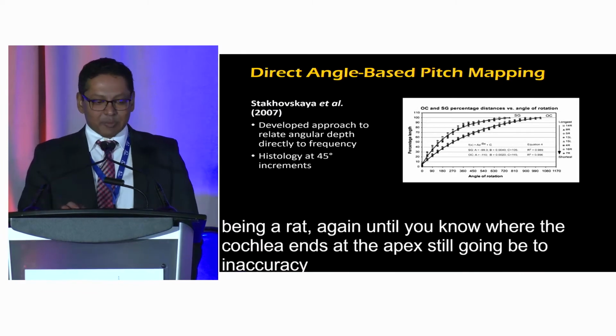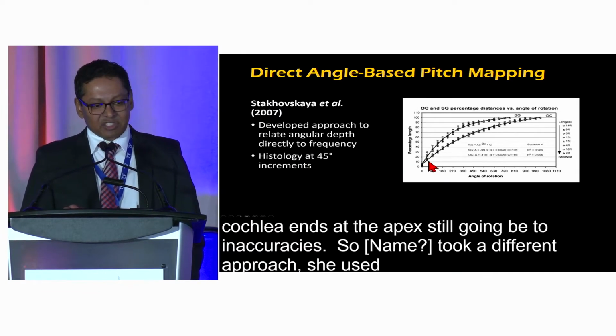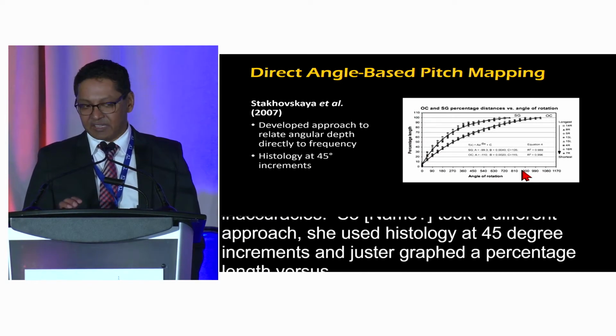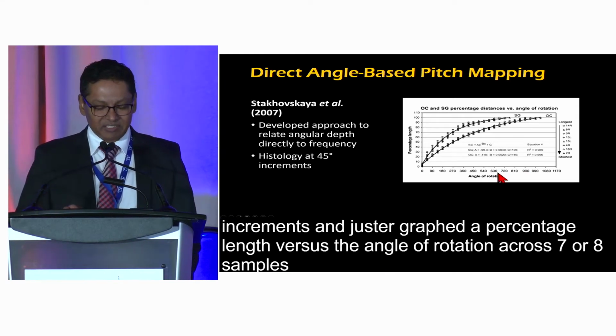So Stakhovskaya took a different approach. She used histology at 45-degree increments, and just graphed the percentage length versus the angle of rotation across 7 or 8 samples. We thought this was a nice method.